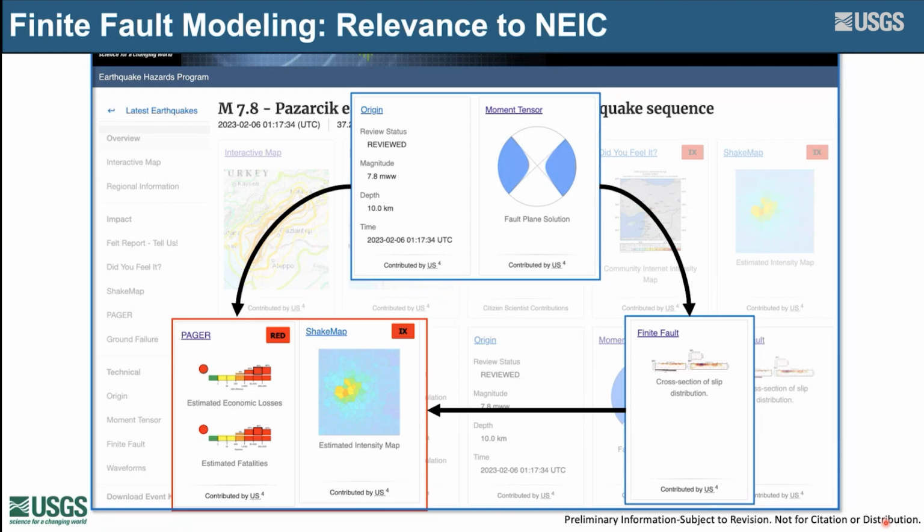Finite fault model is one of our slowest products. It generally takes about an hour and a half to complete. And once completed, the slip dimensions from that finite fault model are used to update the ShakeMap shaking distribution, and then after that, the PAGER estimate.